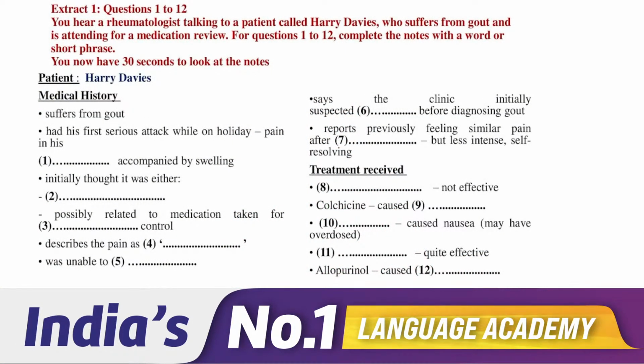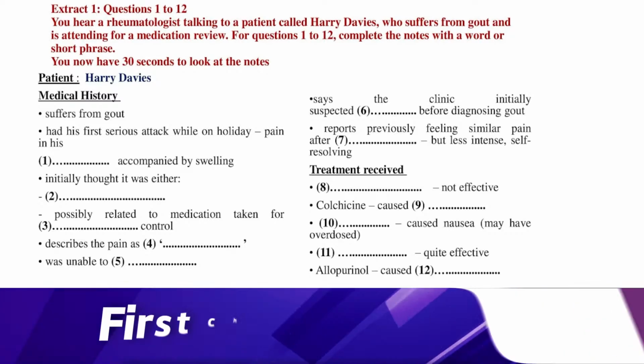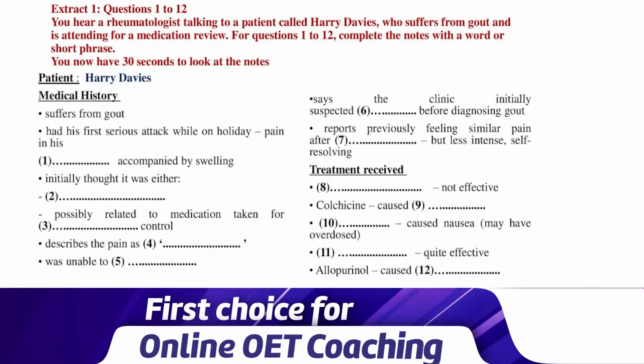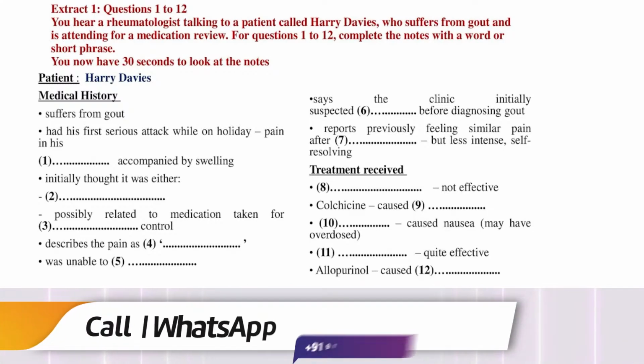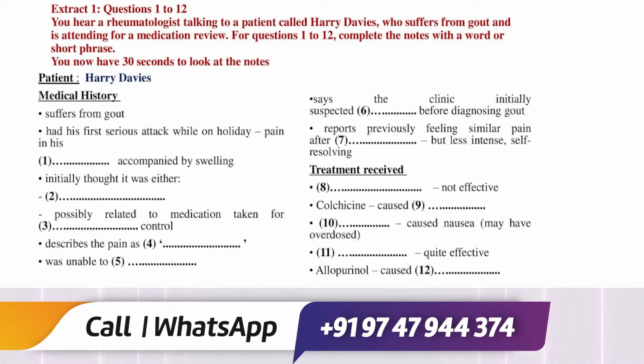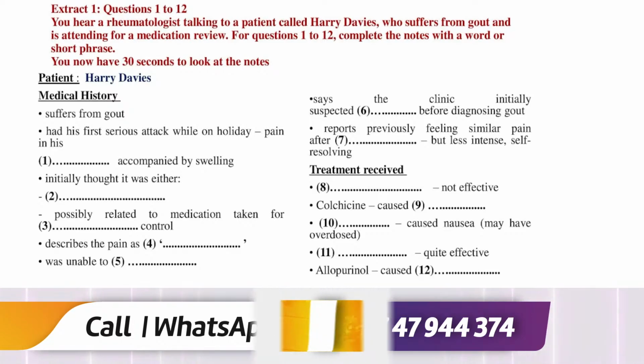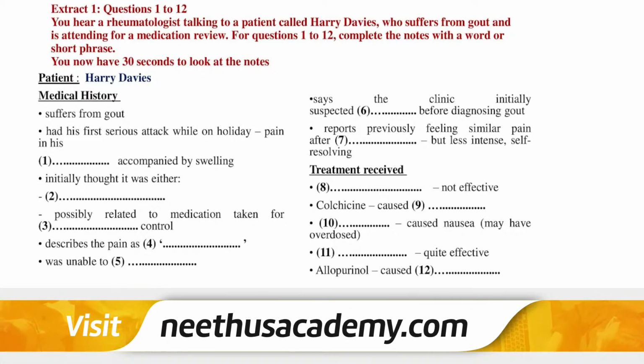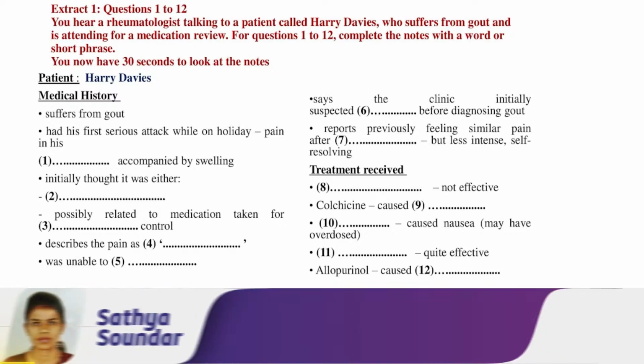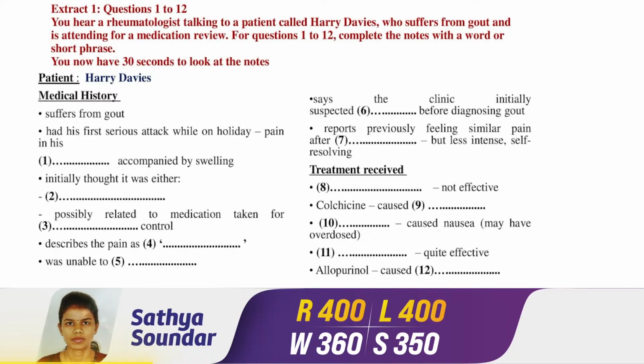Extract 1, questions 1 to 12. You hear a rheumatologist talking to a patient called Harry Davis, who suffers from gout and is attending for a medication review. For questions 1 to 12, complete the notes with a word or short phrase. You now have 30 seconds to look at the notes.